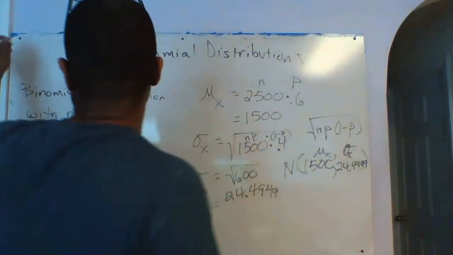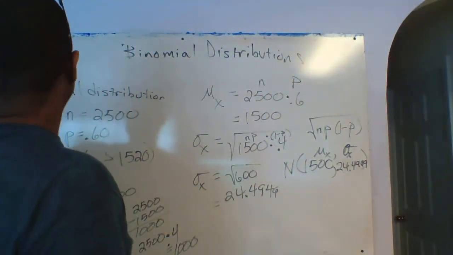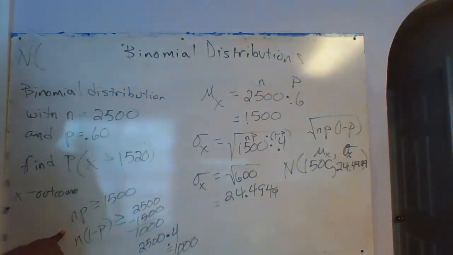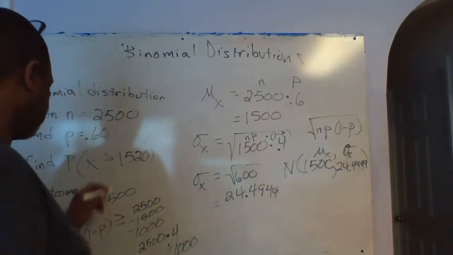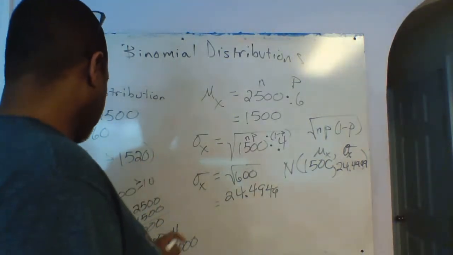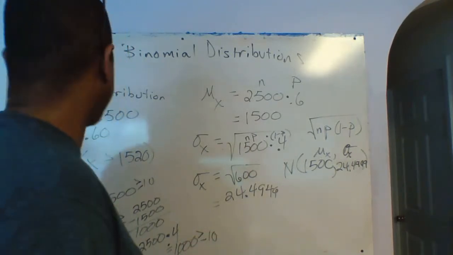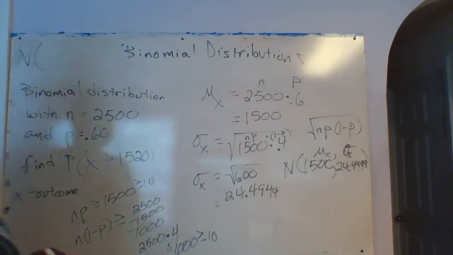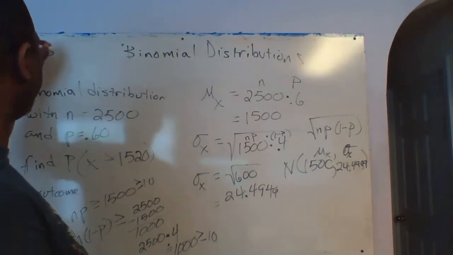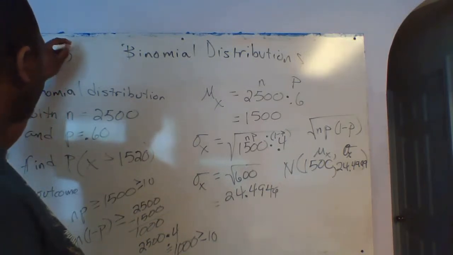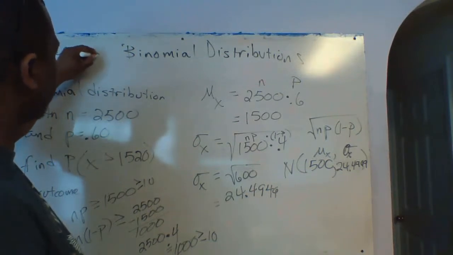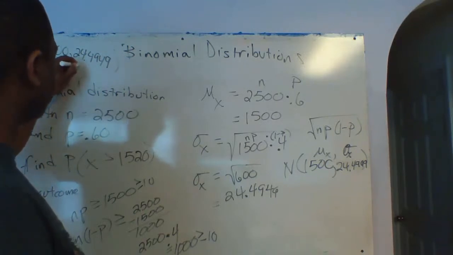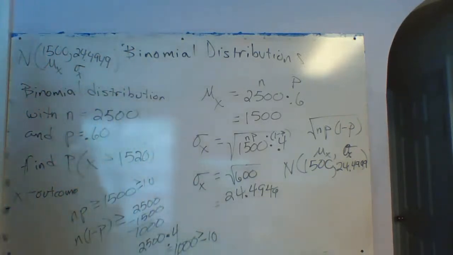So I'm going to write up here the norm curve. Now that I know that this is greater than or equal to 10, and this is greater than or equal to 10, that means I can use the norm curve to solve this. So now I have 1,500 and 24.4949. That's the expected mean, and that's the expected standard deviation, and I can use it for the norm curve.